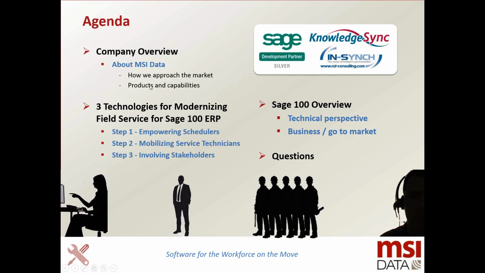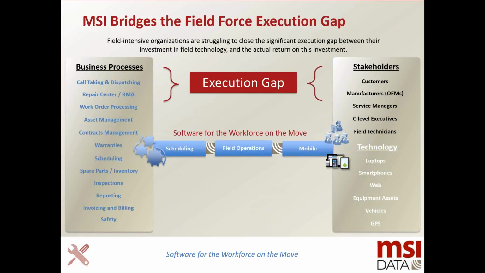So after a company overview, we're going to walk through the title of the presentation, which is 3 Technologies for Modernizing Field Service for Sage 100 ERP. So we'll talk about 3 ways that we're modernizing field service. Number 1 is empowering schedulers. Number 2 is mobilizing service technicians out in the field. And number 3 is involving stakeholders. So we'll walk you through all of those, and then we'll get into how we actually integrate with Sage 100. So first, a few slides about us as a company.